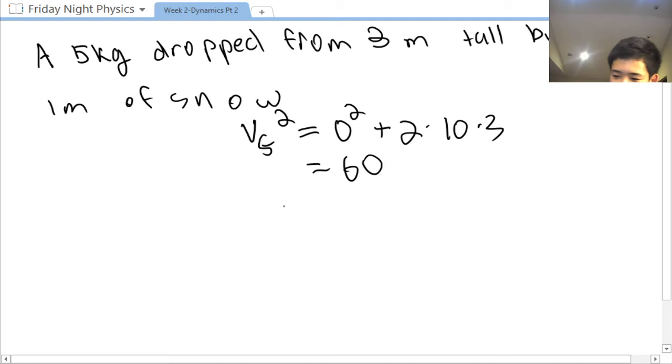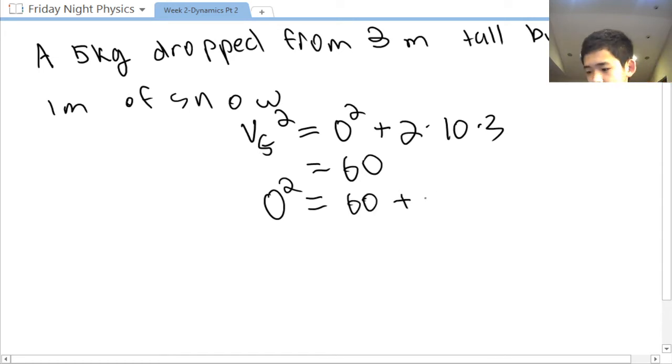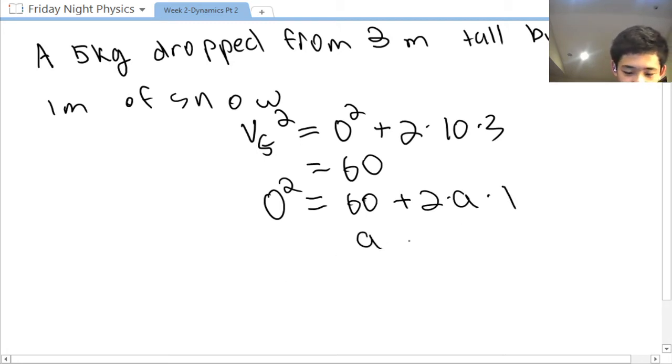And the deceleration required for the snow to stop it within 1 meter is: 0 squared equals v final squared, which is 60, plus 2 times a times 1 meter. And we have that a is equal to negative 30 meters per second squared.